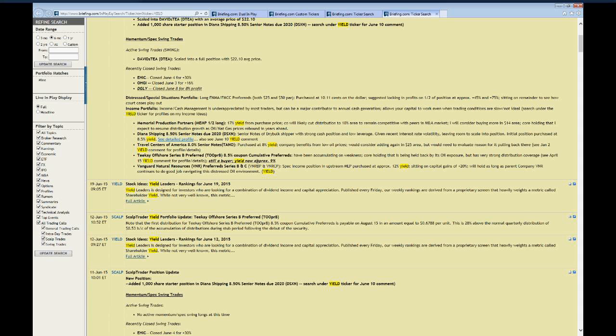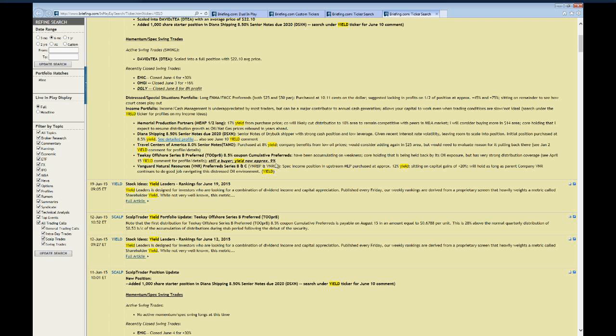The initial purchase was made at about an 8.5% yield. Now the yield is around 9% as the security has declined slightly in price. So I'm still a buyer of this security. The 9% yield I find extremely attractive. It's also taxed at a lower tax rate because it's considered qualified dividend income. So I find it to be a very attractive security.